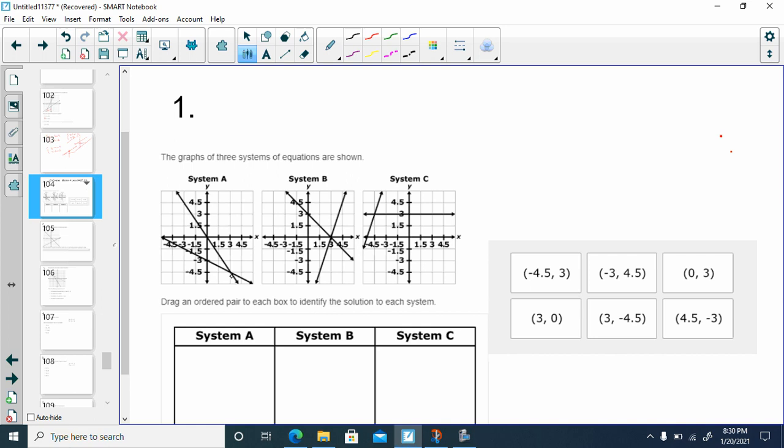And where do the two lines intersect here? At this point would be at what? 3, -4.5, so 3, -4.5. System A is at 3, -4.5. Where's system B? Where the two lines intersect, which is right here, which would be at what? 3, 0, 3, 0. And system C, where the two lines intersect, which is right here, -4.5, 3, -4.5, 3.